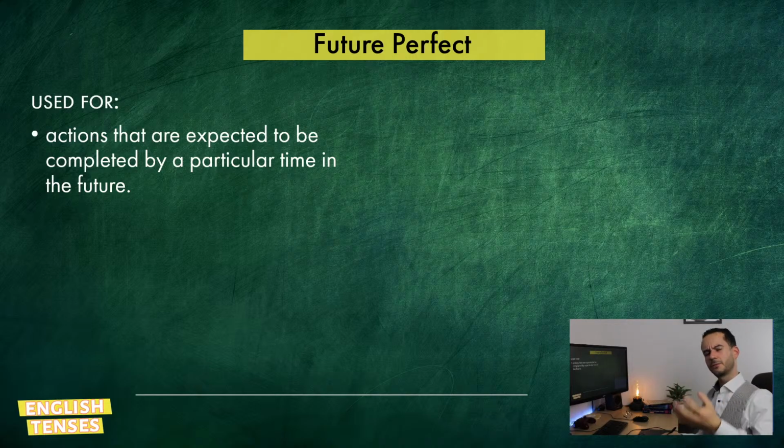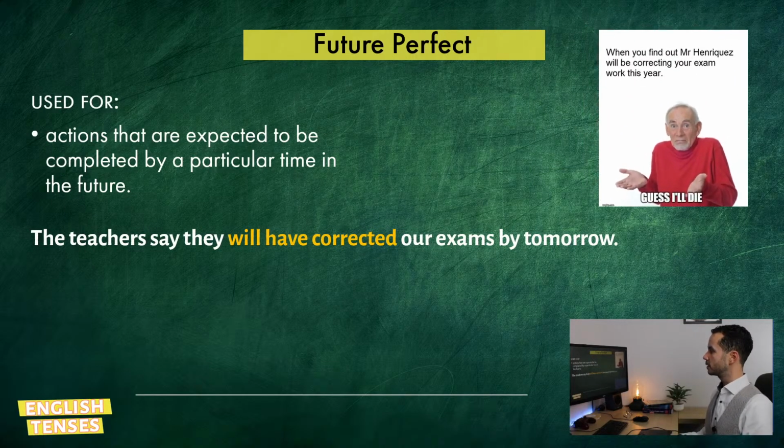When something influences the present but started in the past, we use present perfect. And when we expect something to be done in the future, we use future perfect. An example of future perfect is something like this. The teachers say they will have corrected our exams by tomorrow. Will have corrected our exams by tomorrow.